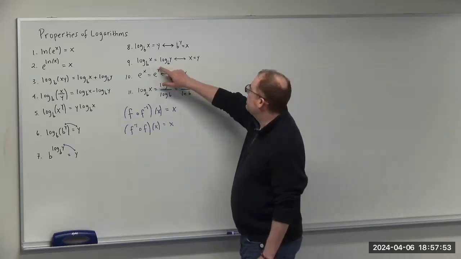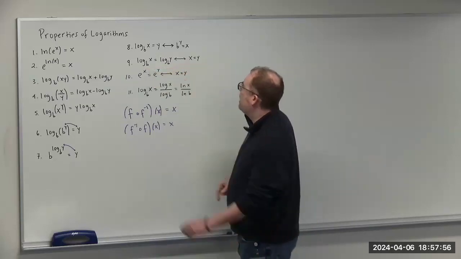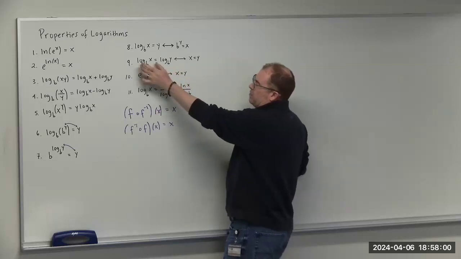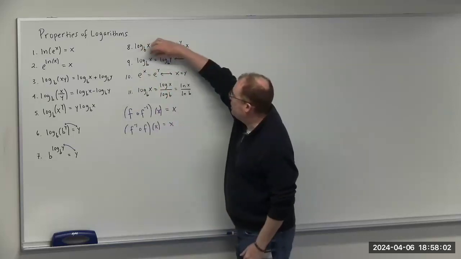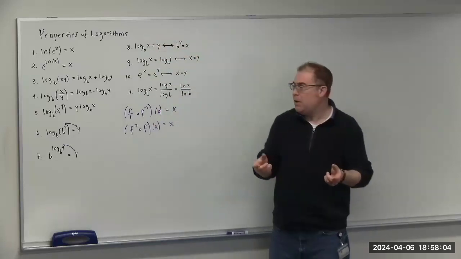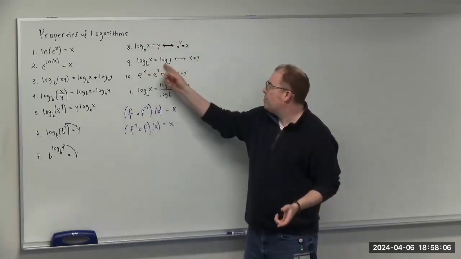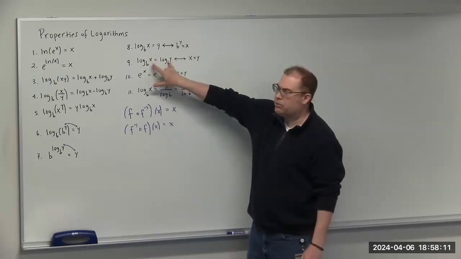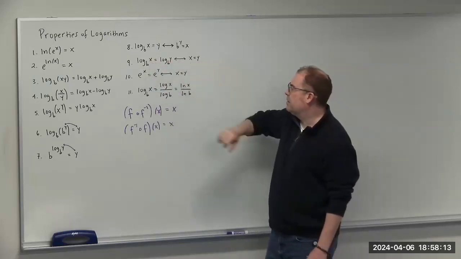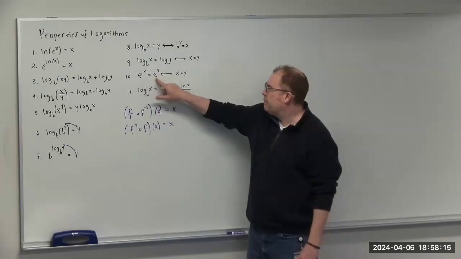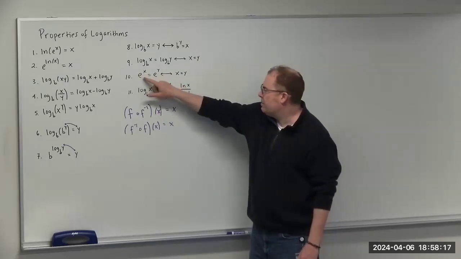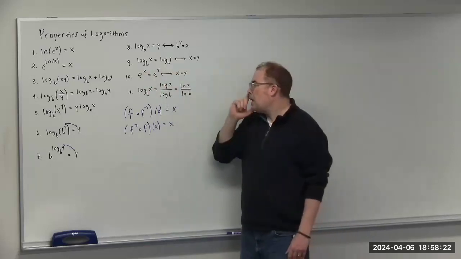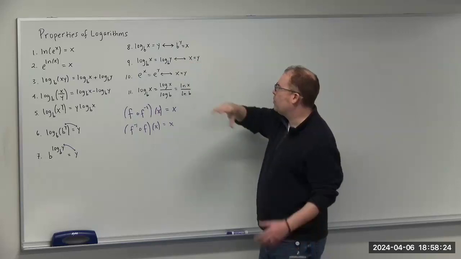The next one: if you have log of x base b equals log of y base b, and these are the same, that means if their outputs are the same, then the inputs have to be equal to each other. Likewise here, if this output is the same as this, that means x must be equal to y. And again, the double arrow means that it works both ways.